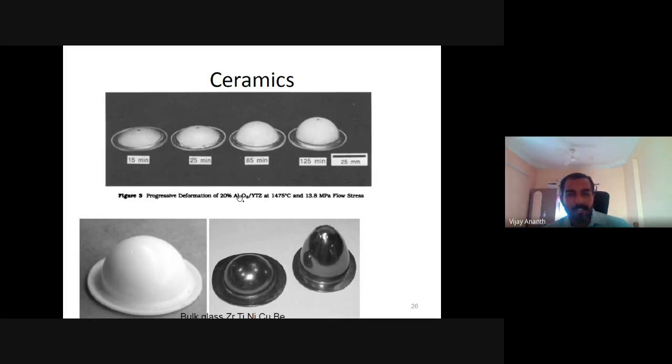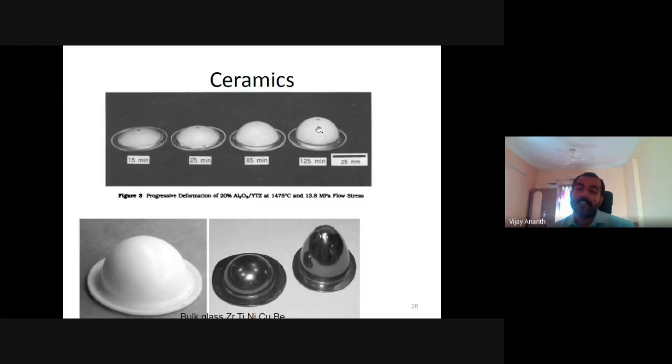Ceramics are also formed through superplastic forming. Here they have given Al2O3 and YSZ ceramics, which are formed at different timings, 15 minutes and 125 minutes, at a higher temperature with a pressure of 13.8 megapascal. With this we can form ceramics, which in normal conventional conditions we cannot form into this type of components, right?